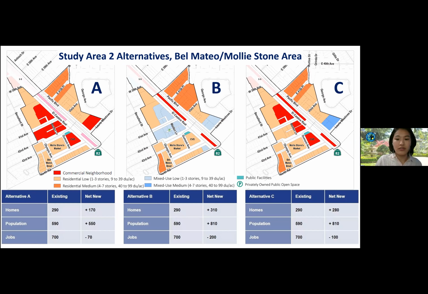So in all alternatives, residential uses are being introduced to the Belmont area shopping center. Alternative A would produce the fewest changes, whereas C is the alternative that would introduce mixed uses on the west side of El Camino Real, and this would create the potential for a small mixed-use village. And one thing to note is that B would be introducing a low mixed use in the center of the study area.